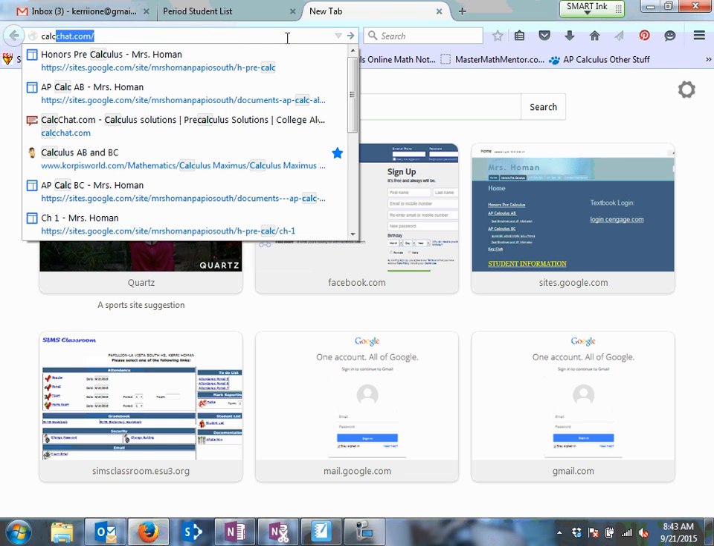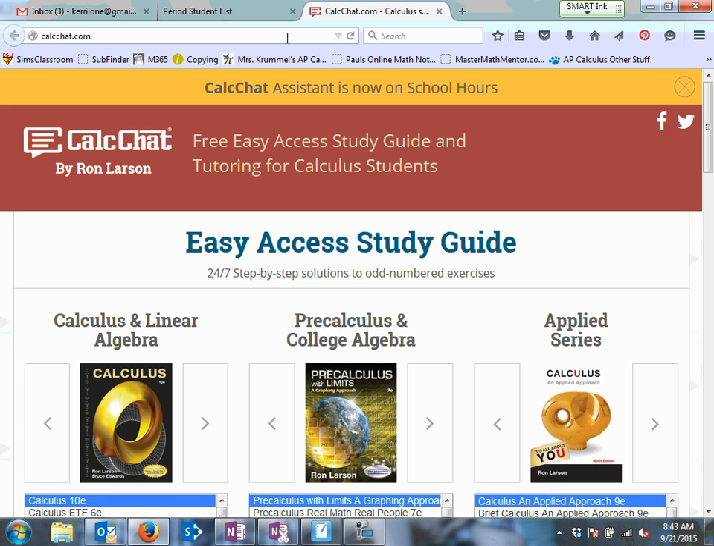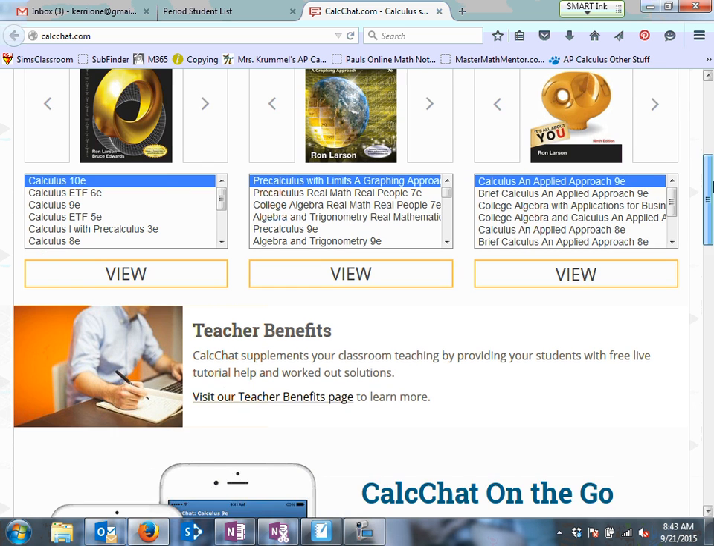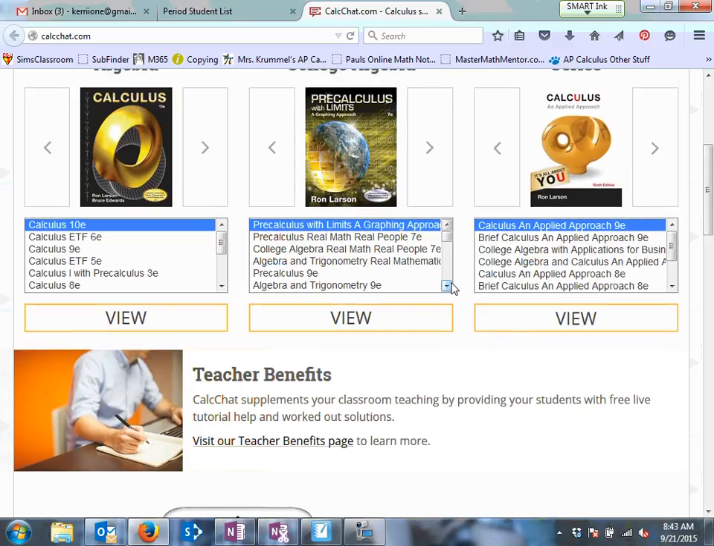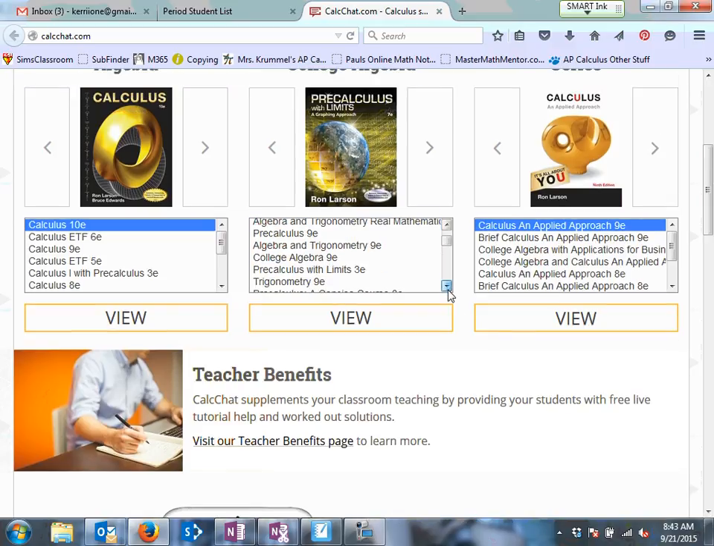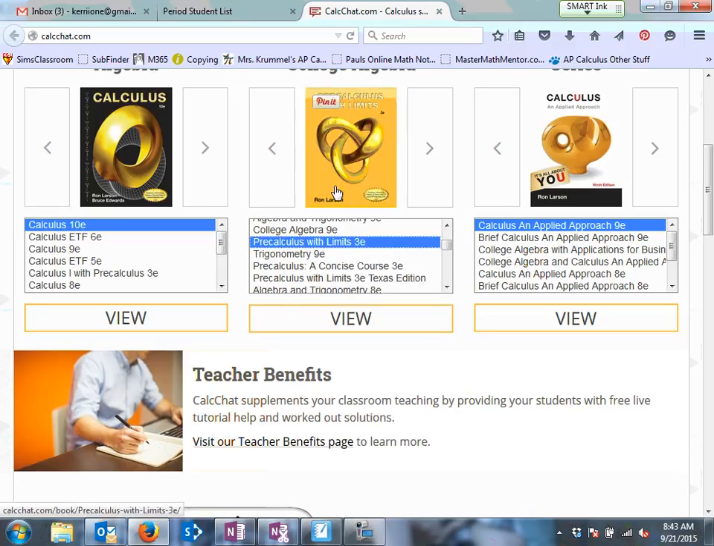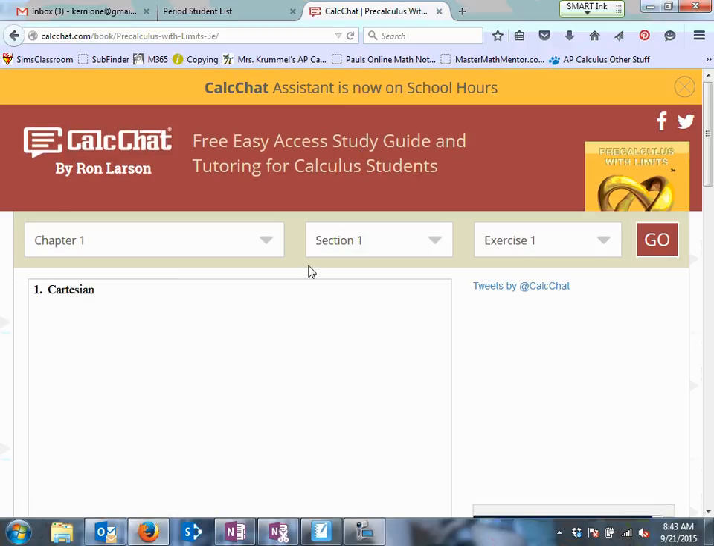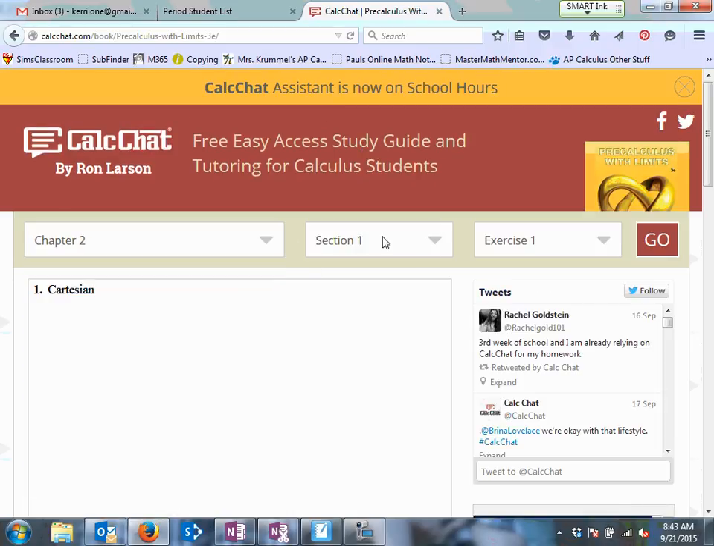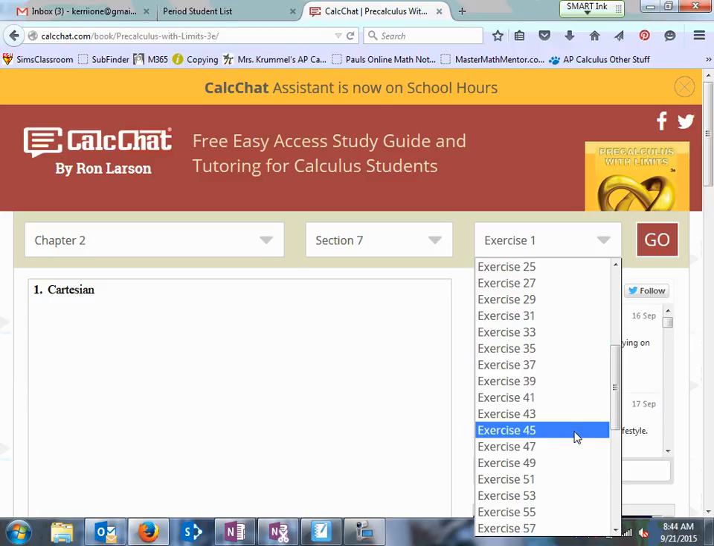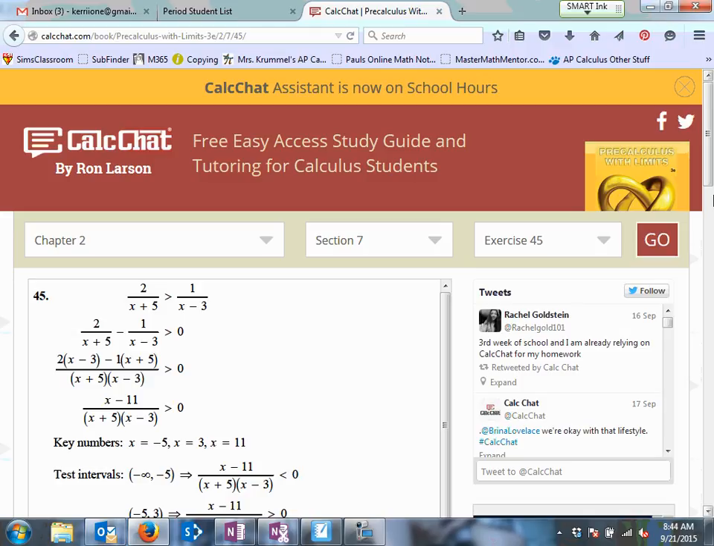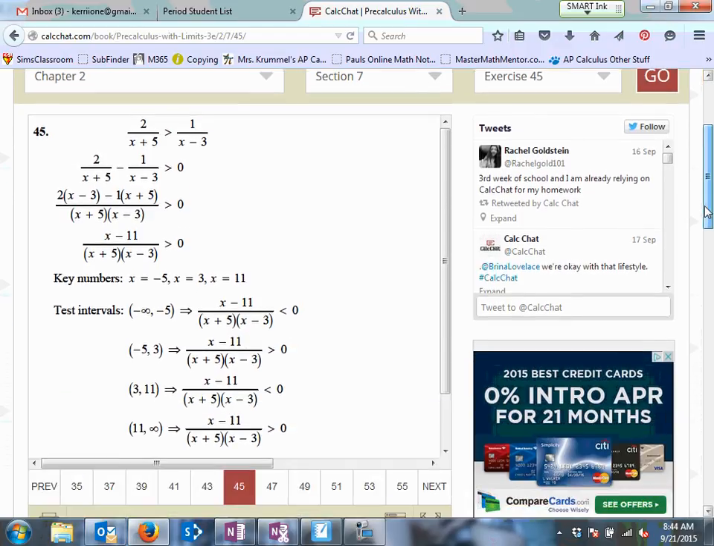So calcchat.com. Okay, this is what it looks like. We are taking pre-calculus, and our book is the pre-calculus with limits. If you click on it, that looks like our book, doesn't it? Yes, okay. So we can click on it. Then you can go to chapter 2. We are in section 7, and say tonight you're really struggling with number 45. You can go here to number 45. Go. And they have some solutions worked out for you.